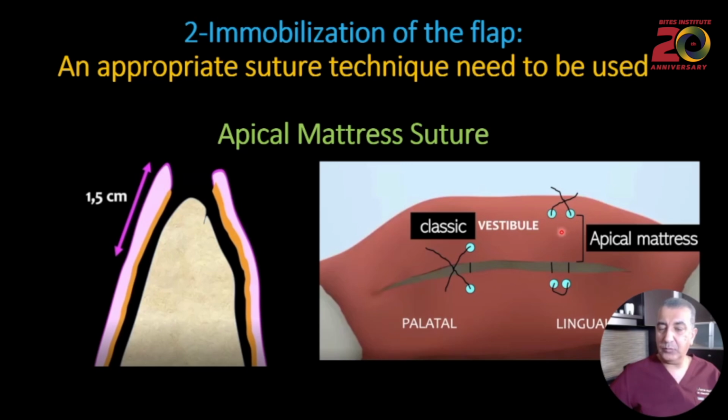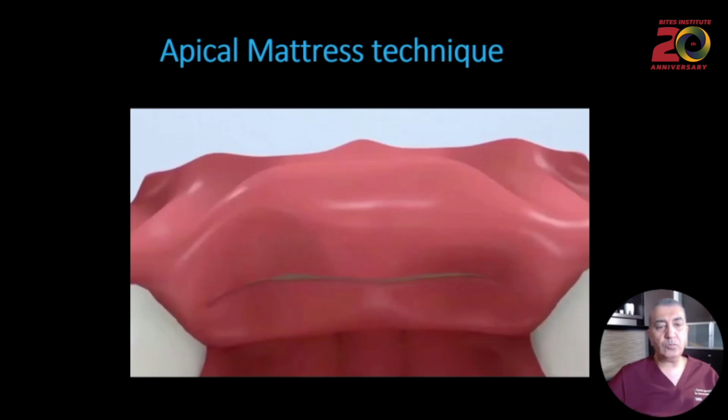We call it apical because it's coming deep apical on the buccal vestibule, about 1 to 1.5 centimeter. And by this, we are fixing the periosteum to the buccal bone. So what is the apical mattress technique?